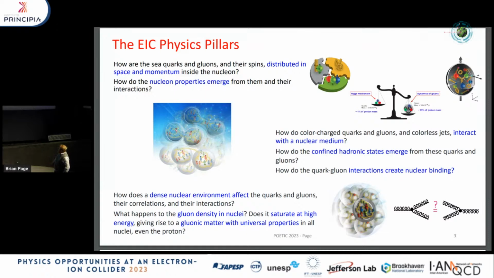And then how do colored charged quarks and gluons and jets interact with the nuclear medium? So how do confined hadronic states emerge from the quarks and gluons? And then how the quark-gluon interactions help create the nuclear binding. And finally, a very exciting aspect is looking at the dense nuclear environment and whether or not we can see a new state of matter, which is the gluon saturation.